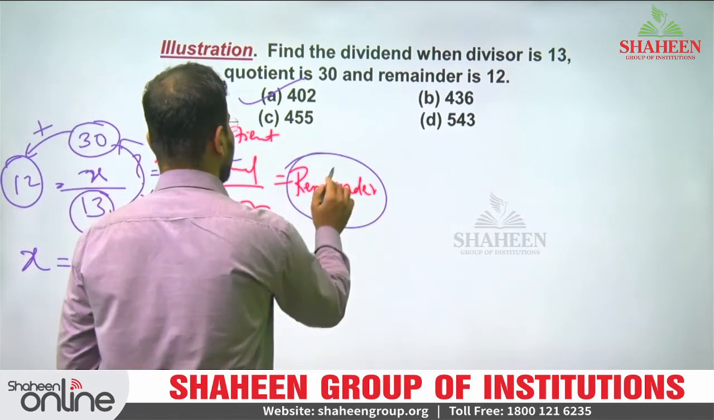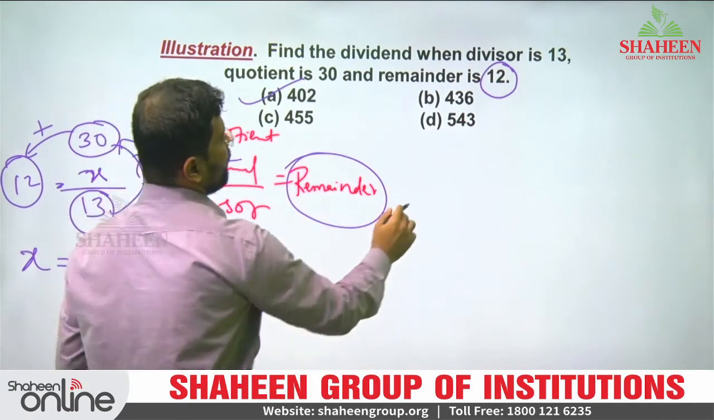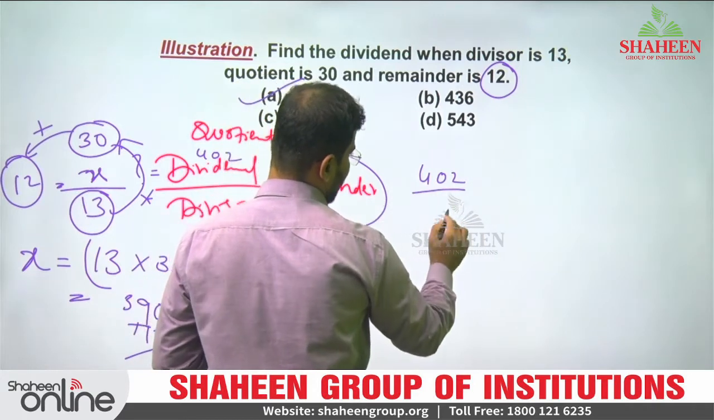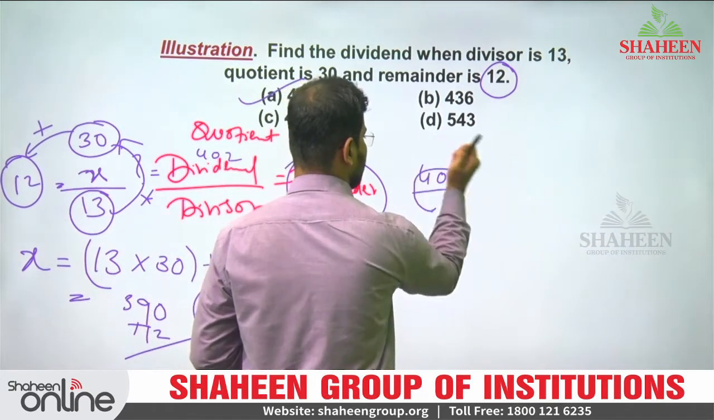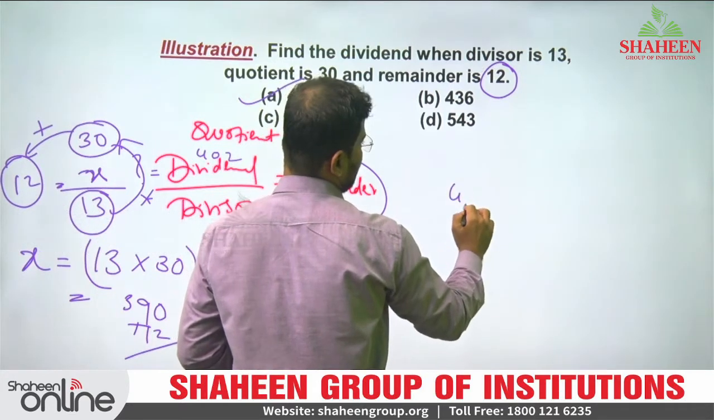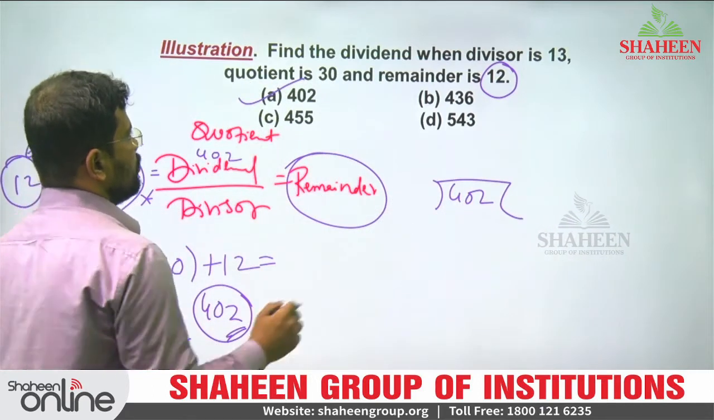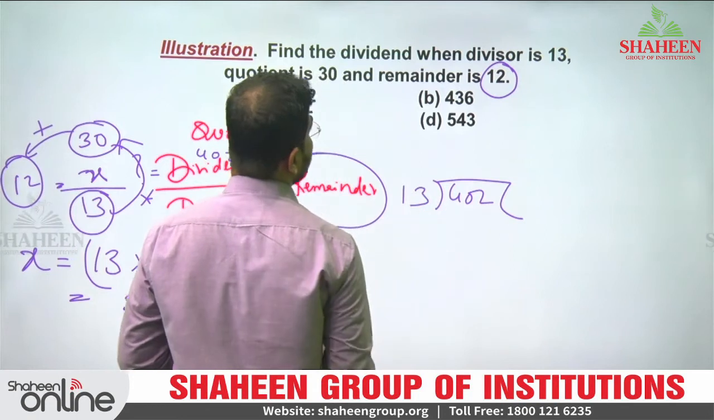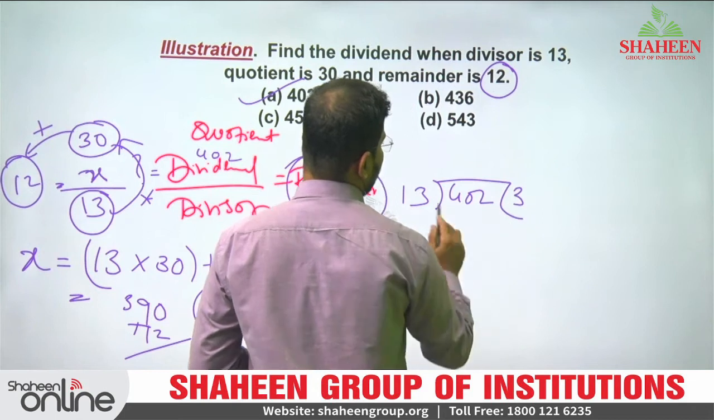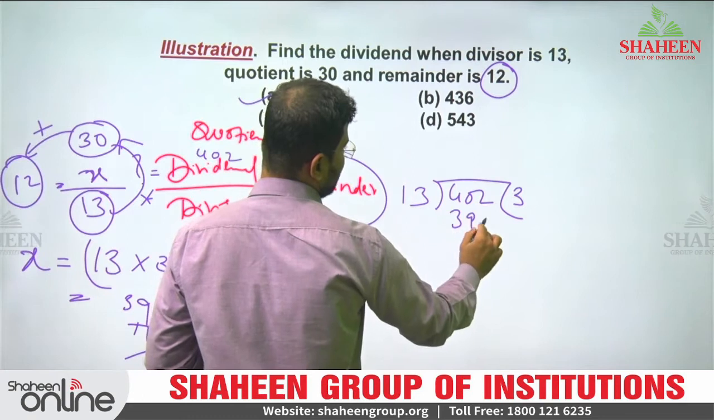Now let us check the reverse, whether I am getting the same remainder. What is the remainder? The remainder is 12 here. Let us see here, for example, 402 divided by 13. Again look here, this becomes 390.